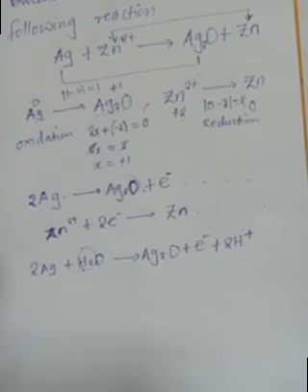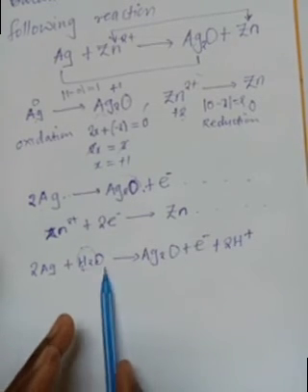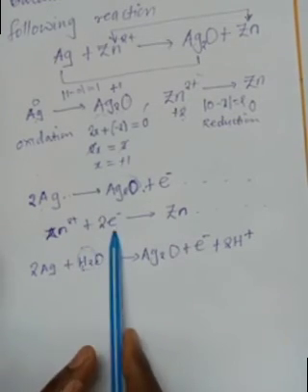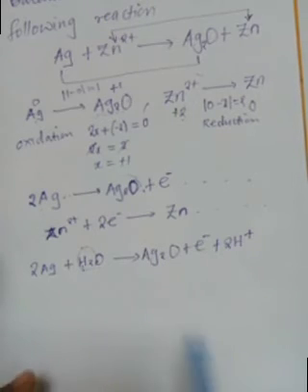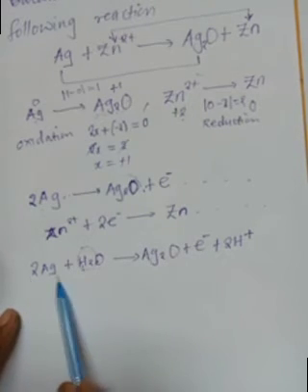If you check clearly, you are going to understand that here we don't have water molecule. I mean, in this one, we don't have water molecule. Meaning that you just have to balance the number of electrons.